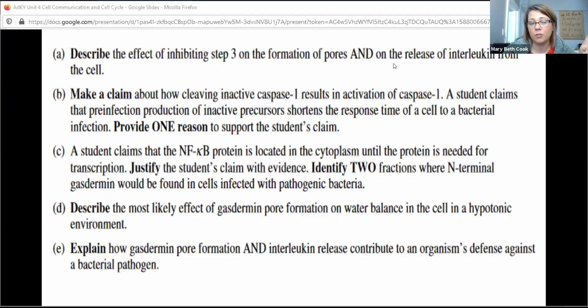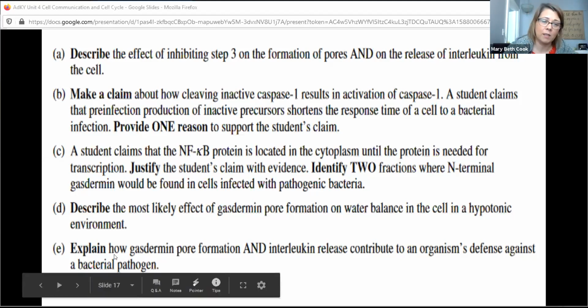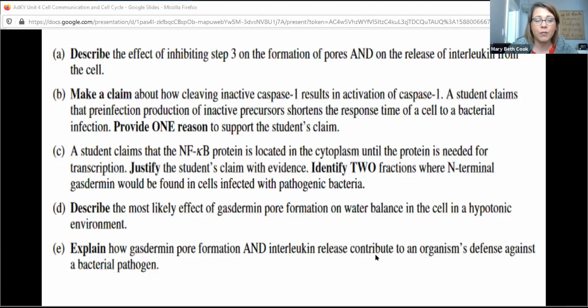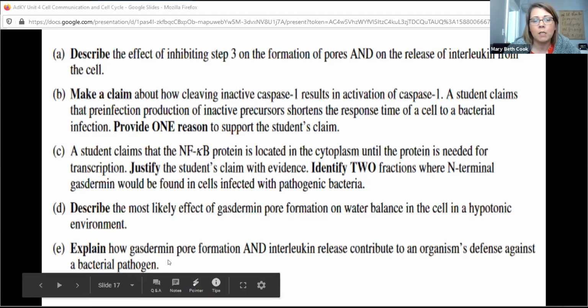And then E, you kind of had to understand D correctly, I think, to answer part of E. So it's asking you to explain how gasdermin pore formation and interleukin release contribute to an organism's defense against this bacterial pathogen. So you want to explain how this pore is defending the cell and how interleukin is defending the cell. And so I'll go back to your picture.